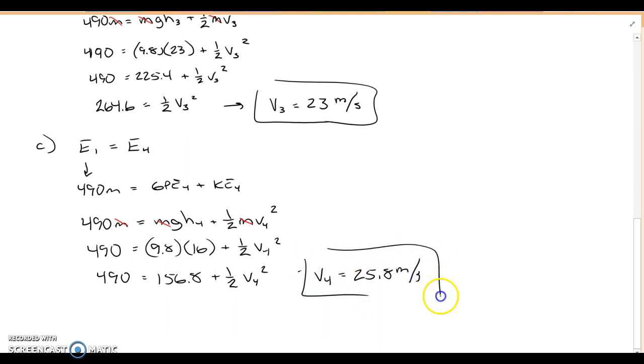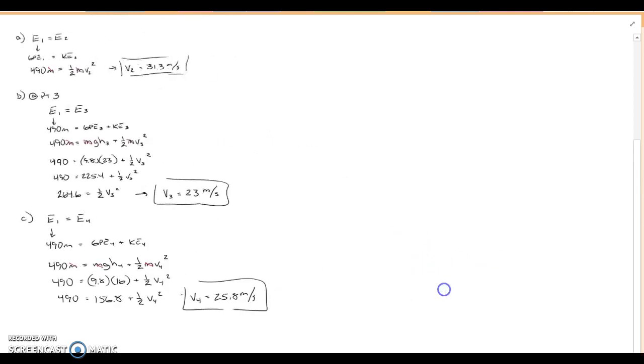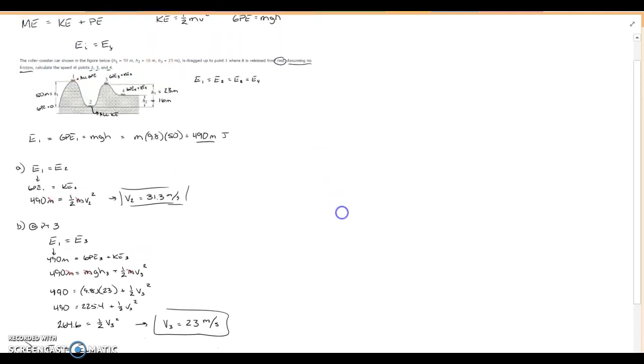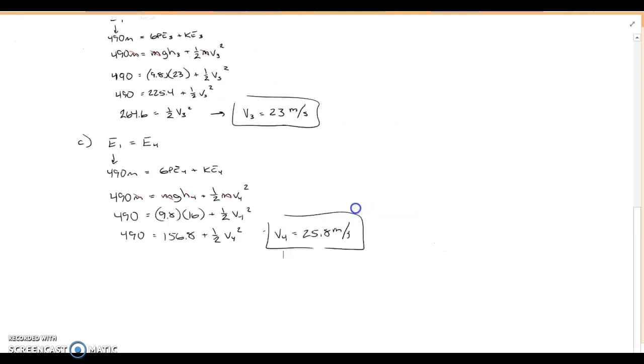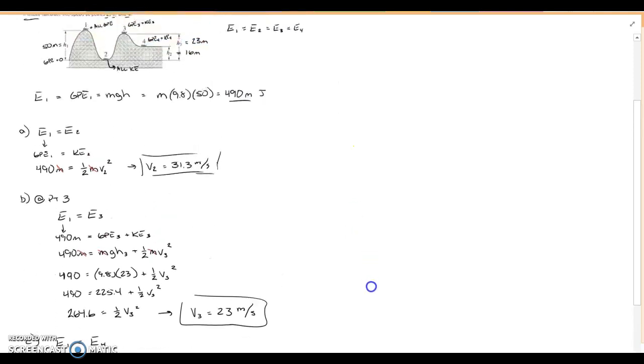And again, that's a little bit more velocity than at point 3 because it's lower, and it's gained some energy and transferred to kinetic energy at that point. So I hope this example gives you an idea of how we're going to solve some problems.